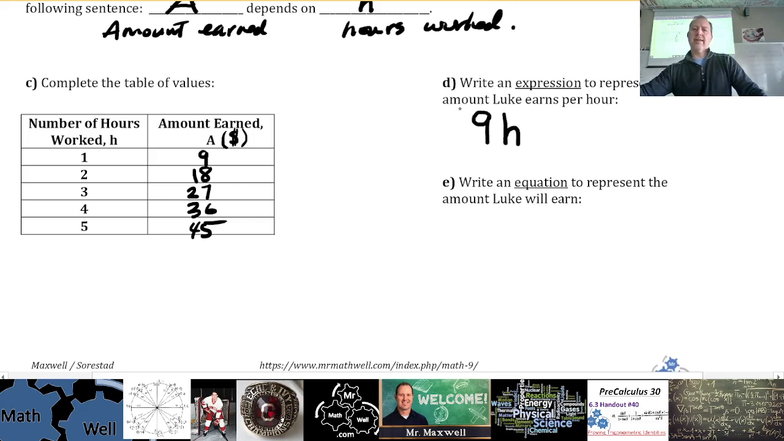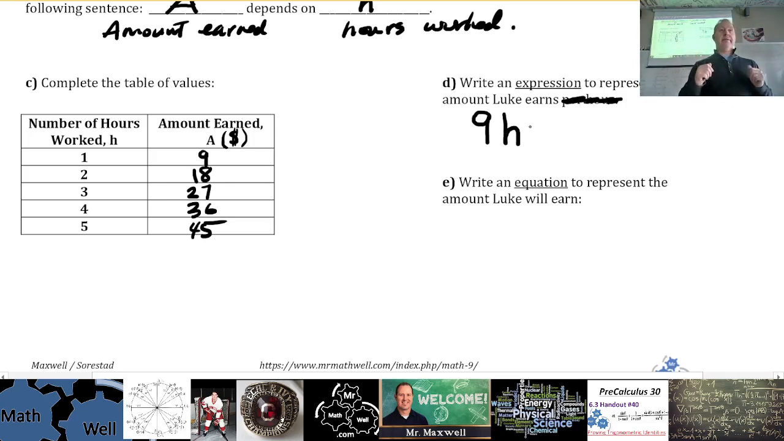So this is the expression to represent what Luke earns. I don't know if I should cross this out actually. Tentatively I'm going to cross that out, because per hour would just be 9, okay? But I want to get to 9h here. So per hour is $9.